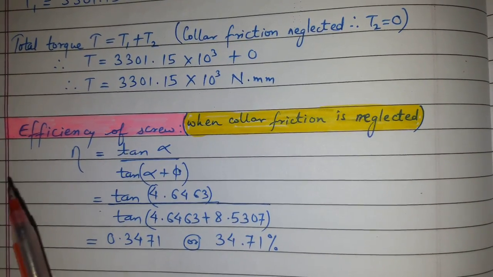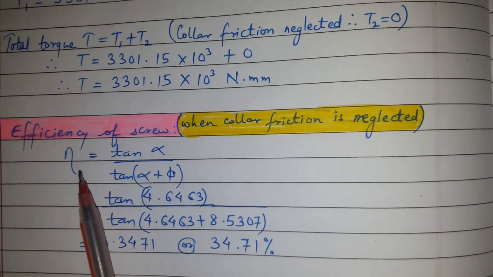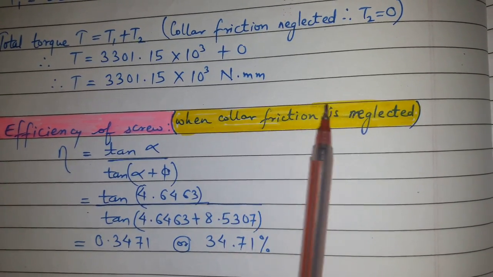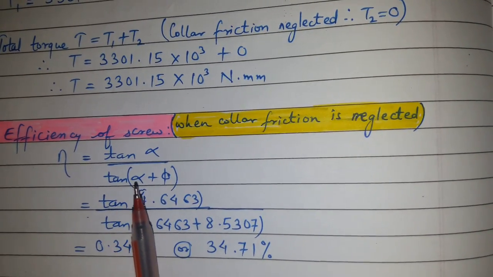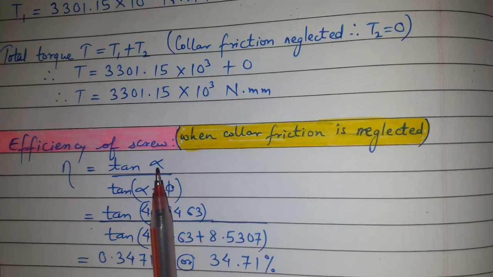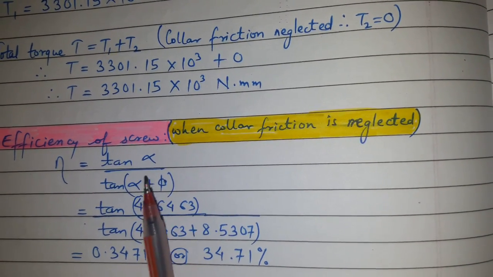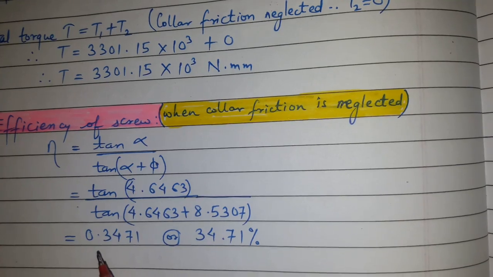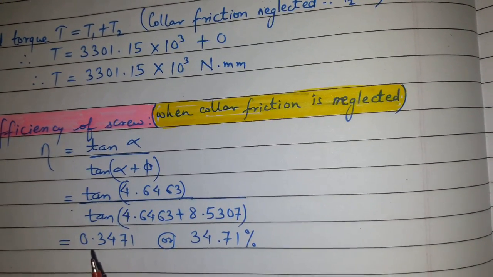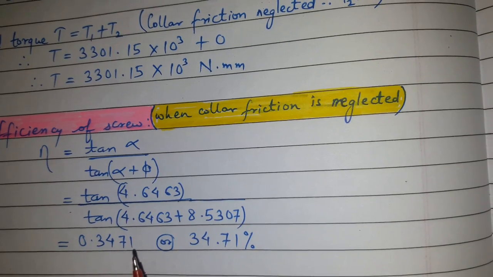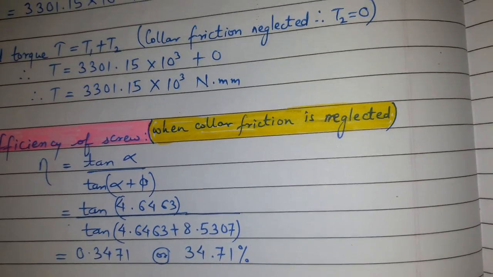Now it has been given to find the efficiency of the screw, and the efficiency formula when the collar friction is neglected is tan alpha upon tan of alpha plus phi. As we have already calculated alpha and phi, we can put the values and get the efficiency of the screw when the collar friction is neglected. Here we got 0.3471, which can be written as 34.71%.